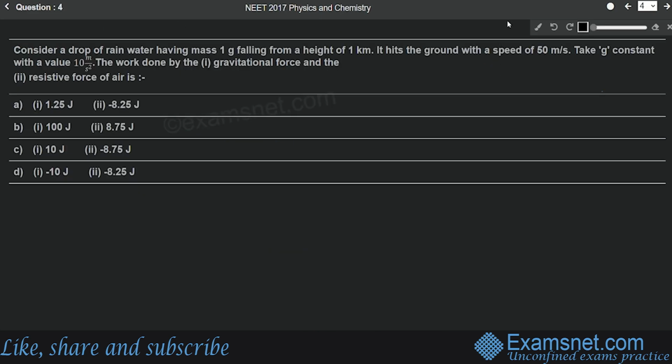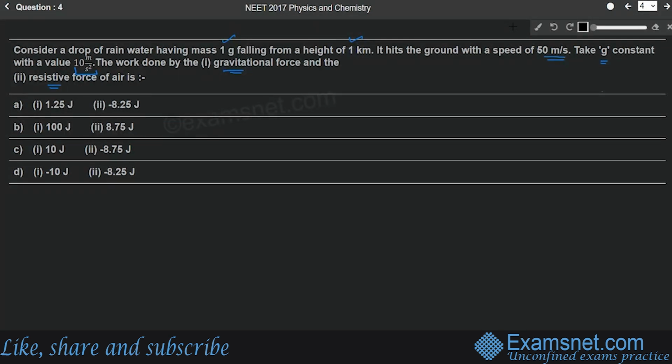Question number 4 is from the chapter Work, Energy and Power, and the question is: consider a drop of rainwater having mass 1 gram falling from a height of 1 kilometer. It hits the ground with a speed of 50 meter per second. Take g constant with a value 10 meter per second square. The work done by the gravitational force and the resistive force of air is. Okay, so we have to find the work done in two cases. First by the gravitational force and second by the resistive force, right?